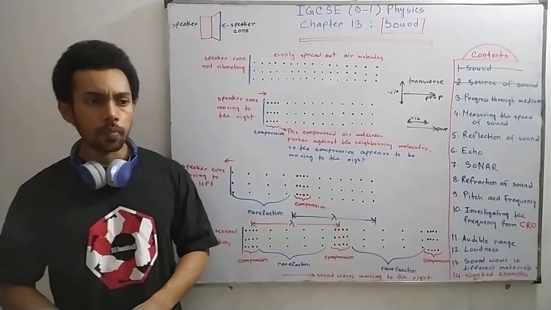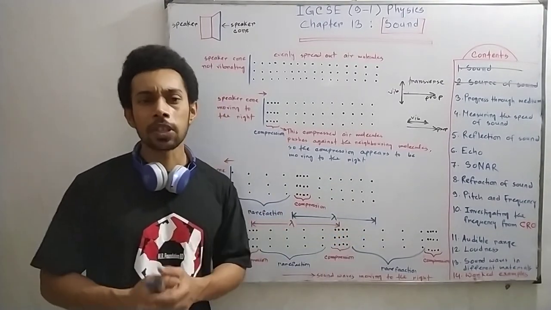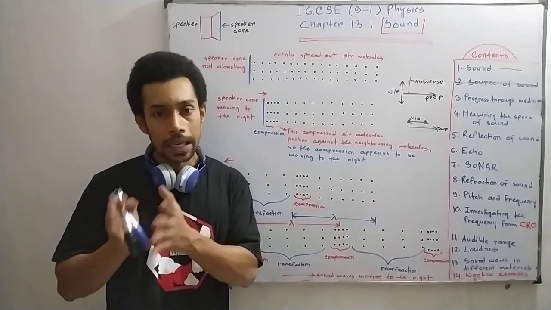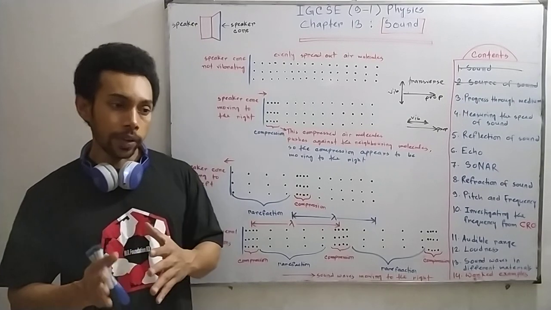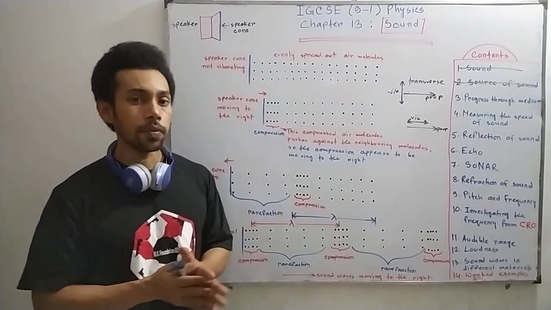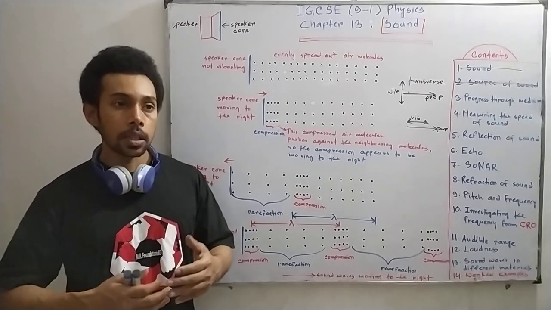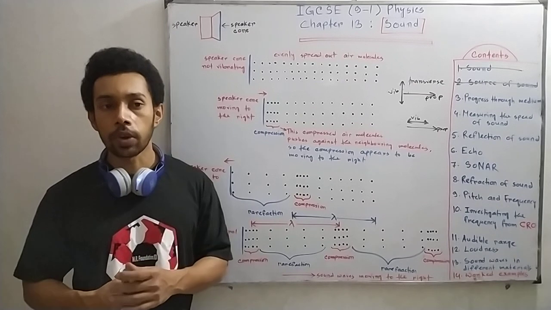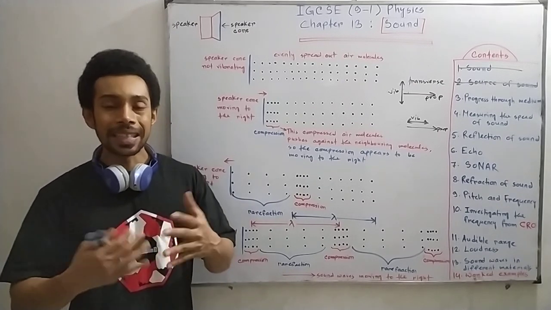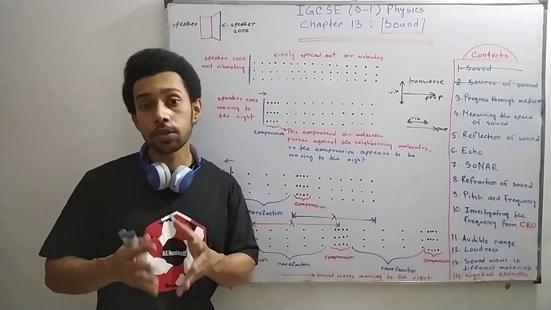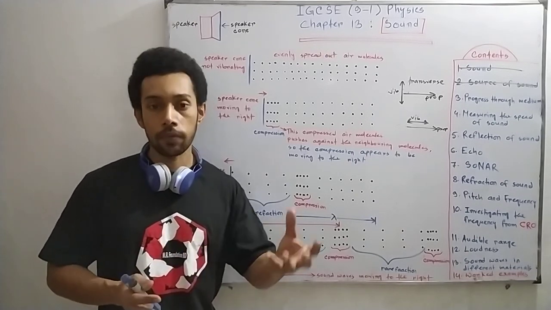Before that, I'm going to give you some idea about another classification of waves. Waves can also be divided into two types: mechanical waves and electromagnetic waves. Electromagnetic waves, like light waves, all the electromagnetic waves and cosmic waves, do not require any medium to travel through.